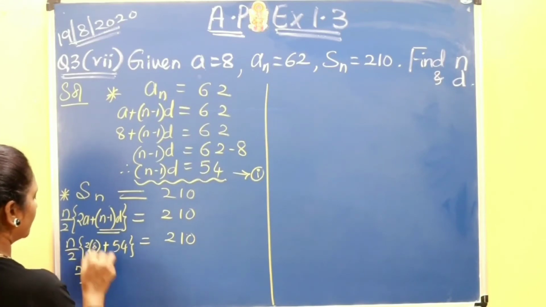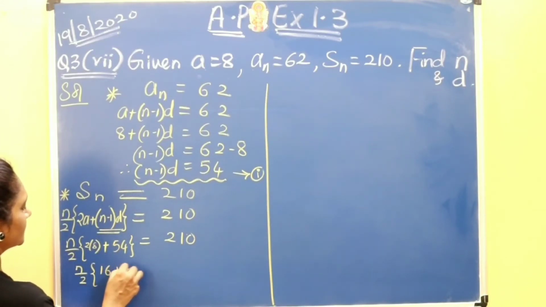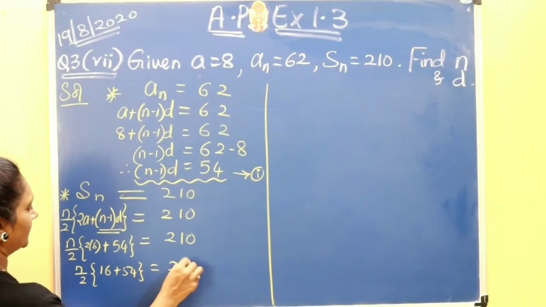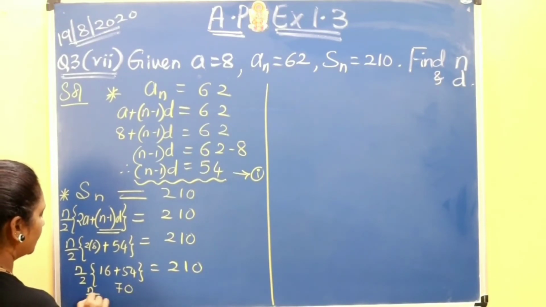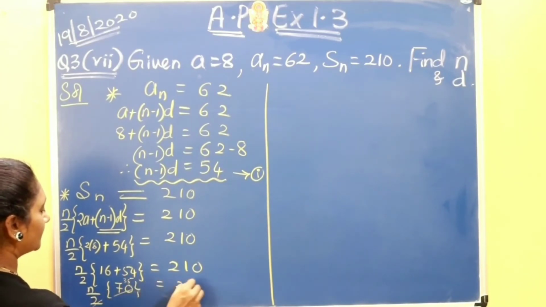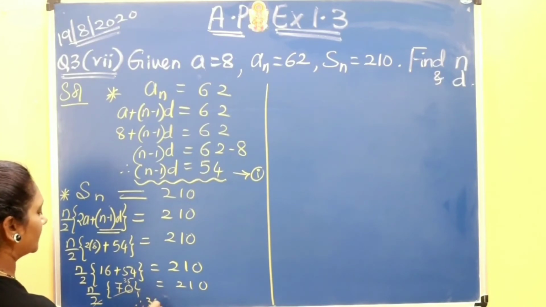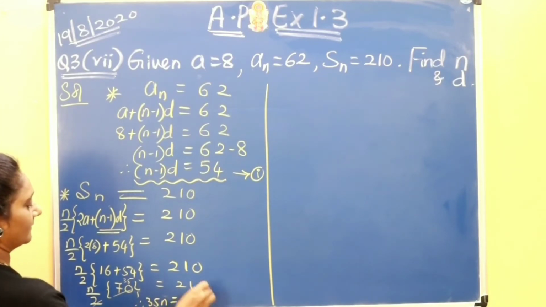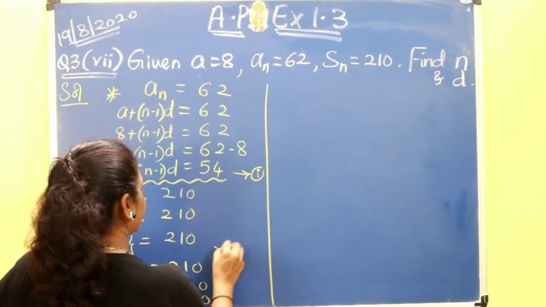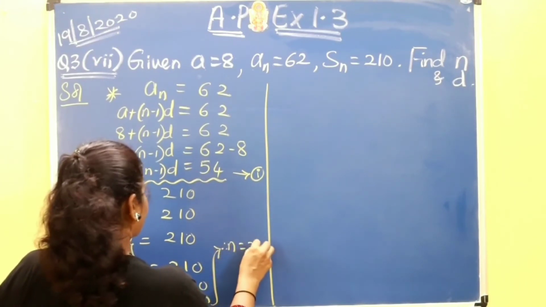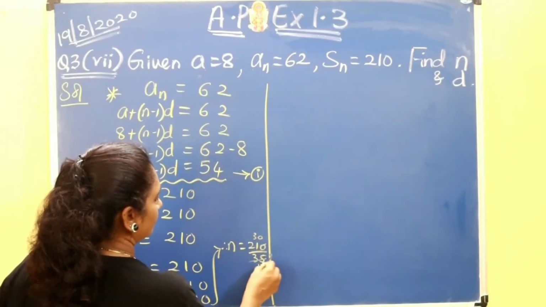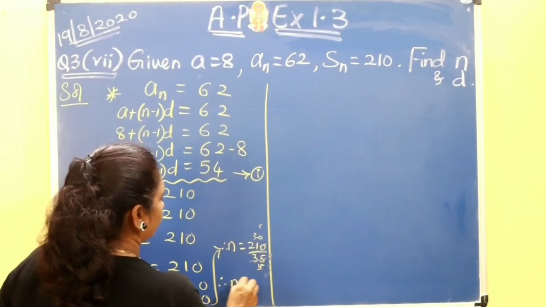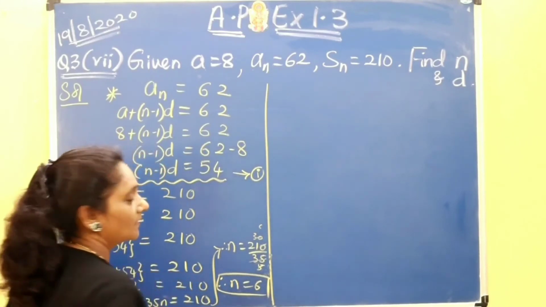n by 2, 2 into 8 is 16. 16 plus 54 is 70. n by 2 into 70. So here you will get 35n equal to 210. Therefore, 35n is equal to 210. Hence, n is equal to 210 divided by 35. 7 5s are 35, 7 6s are 42. Therefore, n is equal to 6.